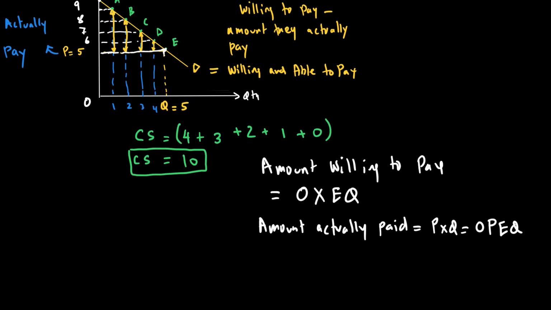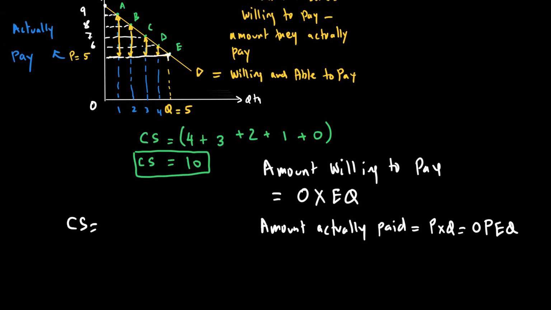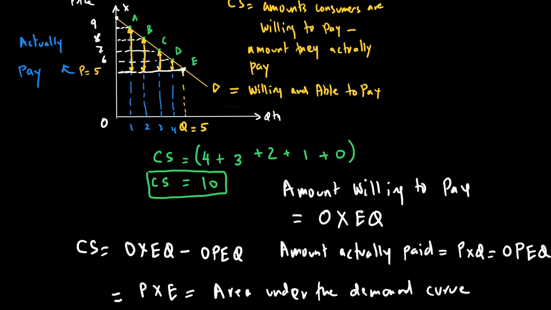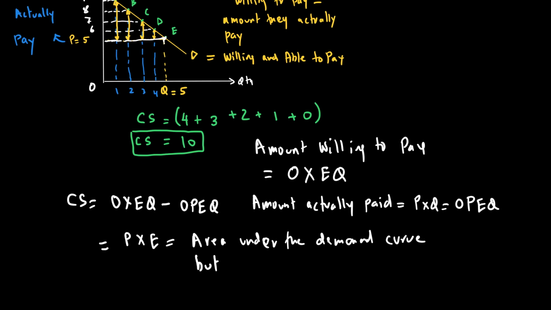So what is my consumer surplus? My consumer surplus will now be OXEQ, what I'm willing to pay, minus OPEQ, which would mean my consumer surplus will be actually this area PXE, which is the area under the demand curve but above the market price. So this is exactly what consumer surplus will be.